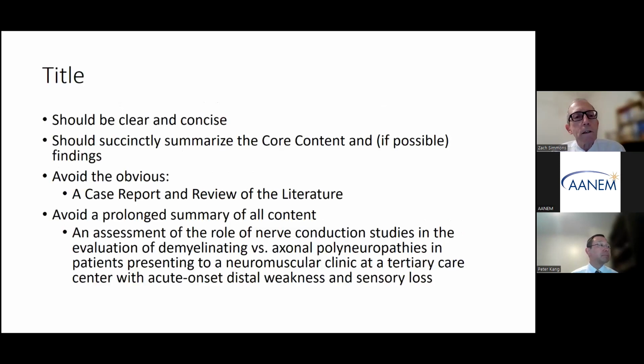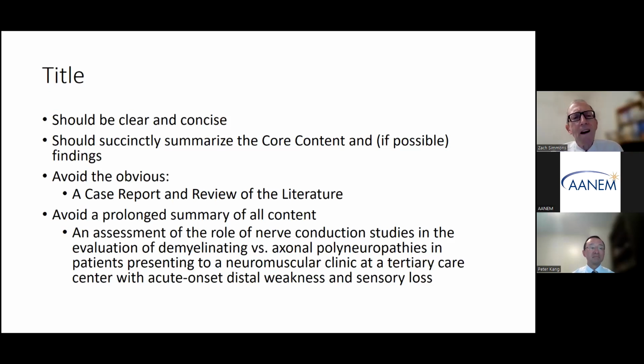So let's go to the next slide. And then, looking at the title, it should be clear and concise, and it should succinctly summarize the core content and, if possible, the findings. So one thing would be avoid the obvious. If someone is submitting a letter to the editor, which is the form in which we accept case reports, it's not necessary to say a case report and a review of the literature. We know that because of the format in which you're submitting it.